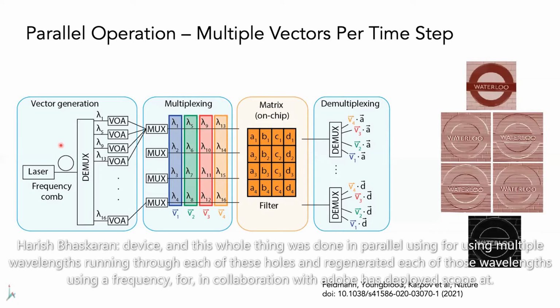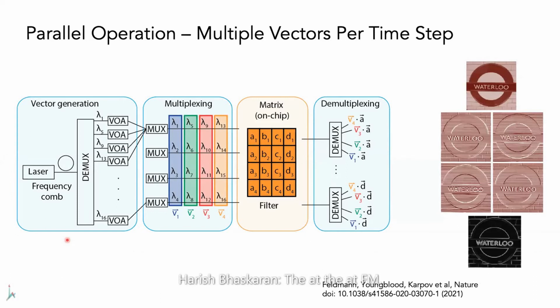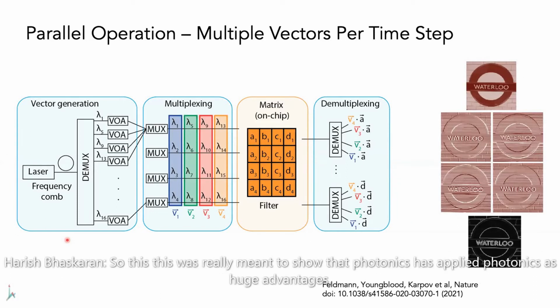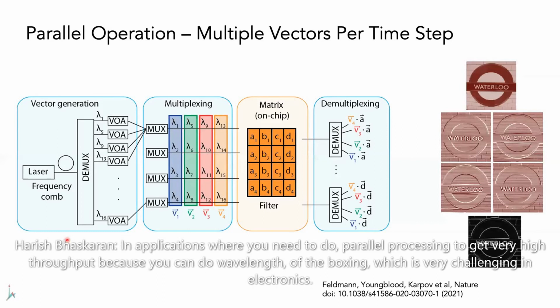And we generated each of those wavelengths using a frequency comb in collaboration with Tobias Kippenberg's group at EPFL. So this was really meant to show that photonics has huge advantages in applications where you need to do parallel processing to get very high throughput, because you can do wavelength multiplexing, which is very challenging in electronics.